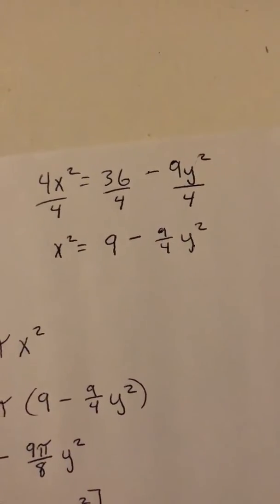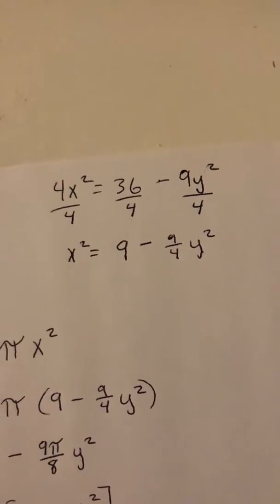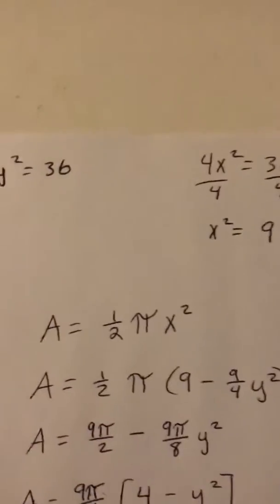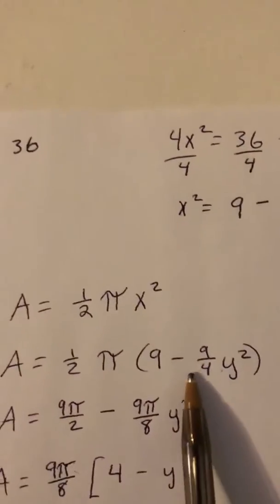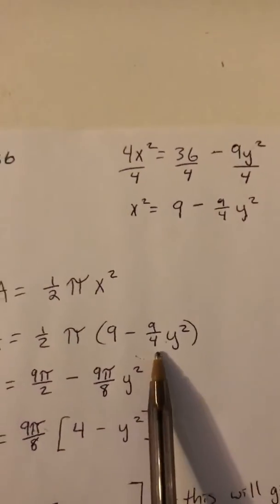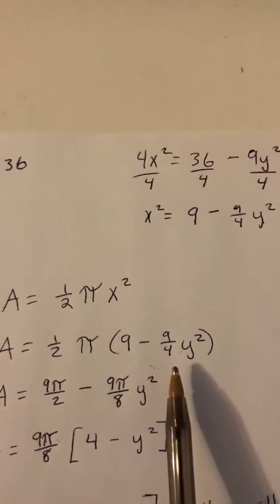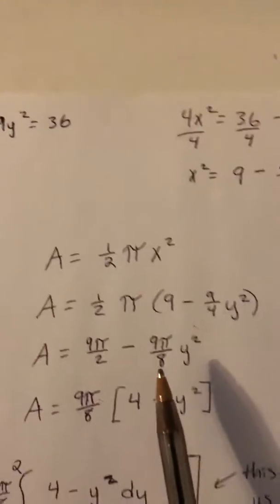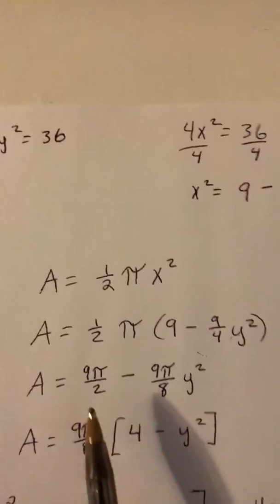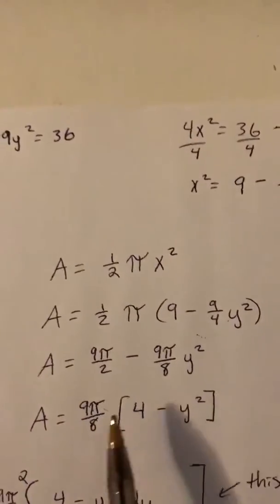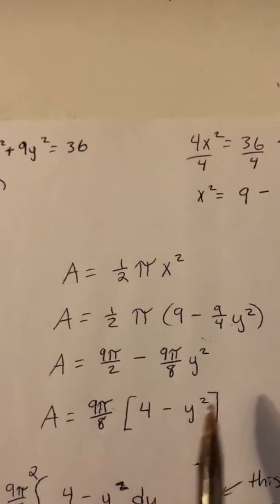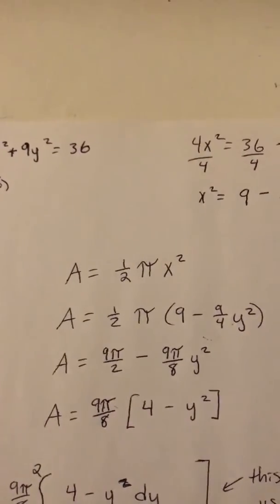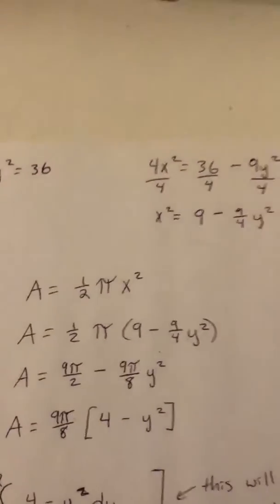So after we divide everything by 4, we can plug in the 9 minus 9/4 y squared in for x squared. Now everything's in terms of y. We can simplify it a little bit. You don't have to pull the 9 pi over 8 out, but I did just to make it a little bit nicer numbers. The 4 minus y squared is much nicer without the fractions in there.